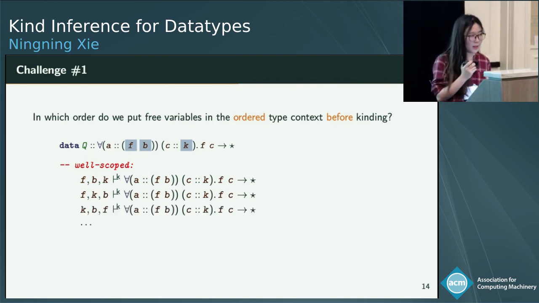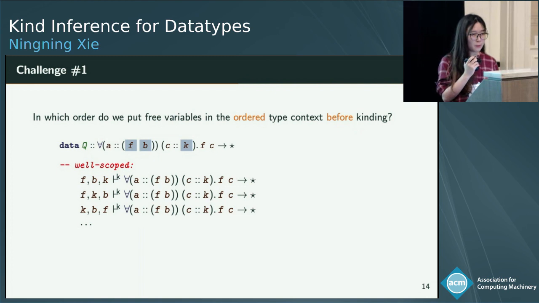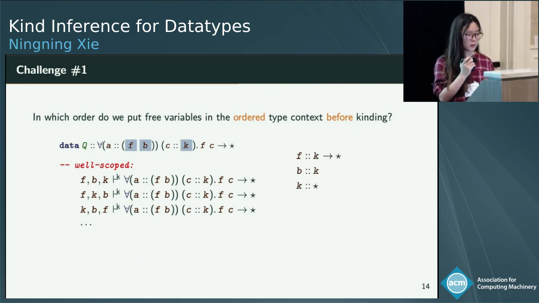However, there are many orders you can choose to put these free variables, and we do not know which one to choose. If we do type inference for this kind signature, we can actually infer the kind of those free variables.